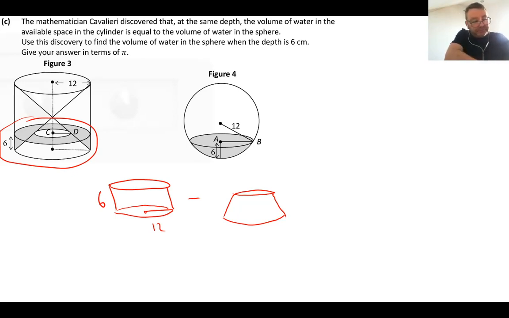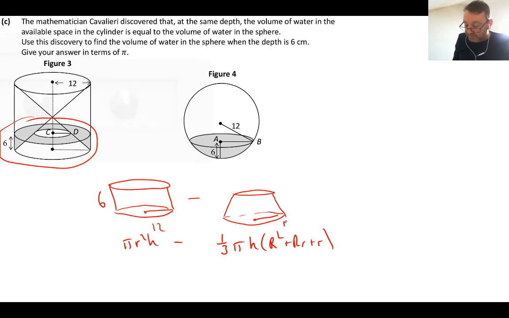Now in your tables, and I just need to show you this, in your tables on page 11, I don't know whether you can see that or not, there's a formula for the frustum of a cone. And I'm going to write it out. So this one here is nothing more than pi r squared h minus the frustum. Now, if you look in here, we've got the volume, which is 1 over 3 pi h times r squared plus r r plus r squared. Now, the big radius down here we know already is 12. Then it's the little radius up there that we know is 6. And the height between the two we're already told is the same as this one here, which is 6.